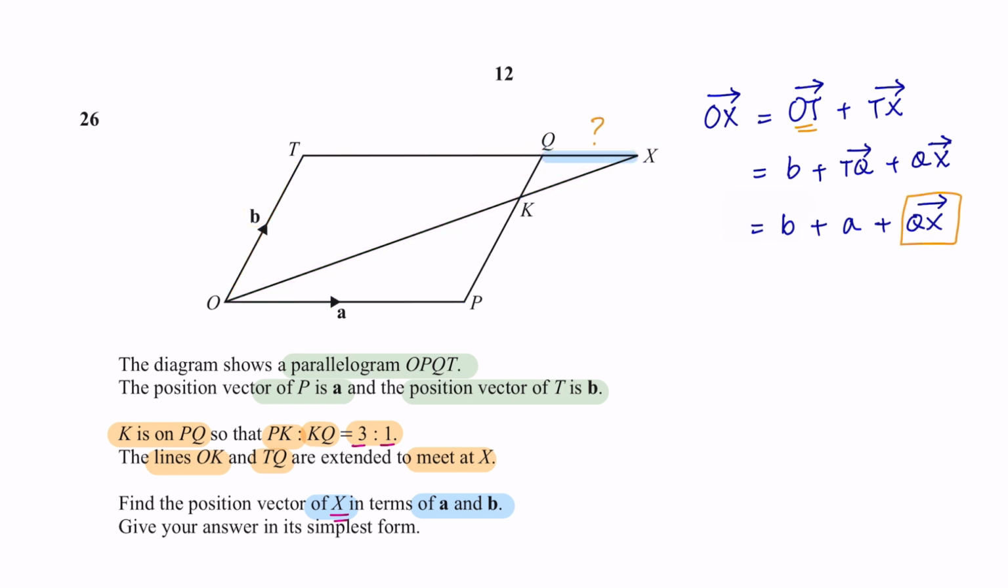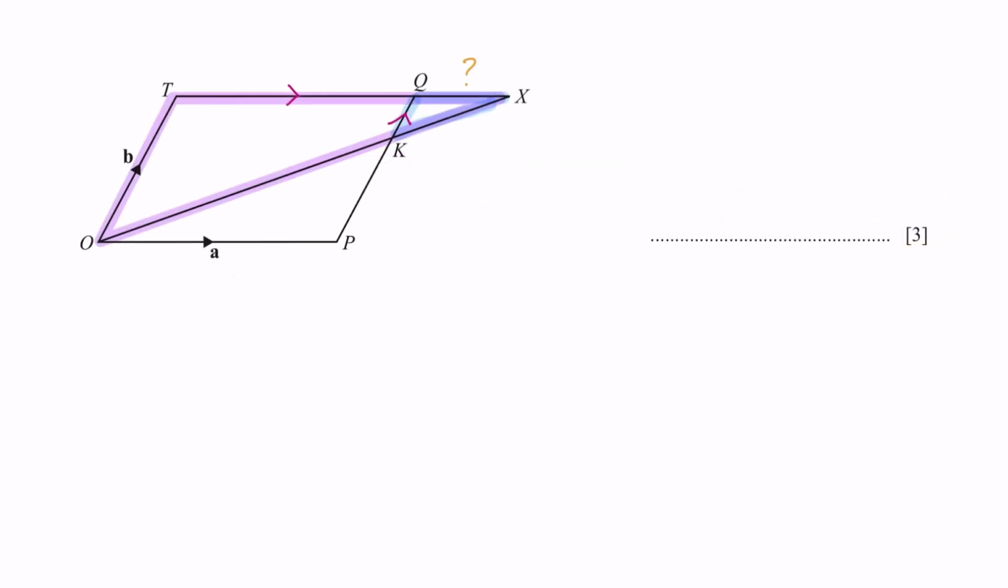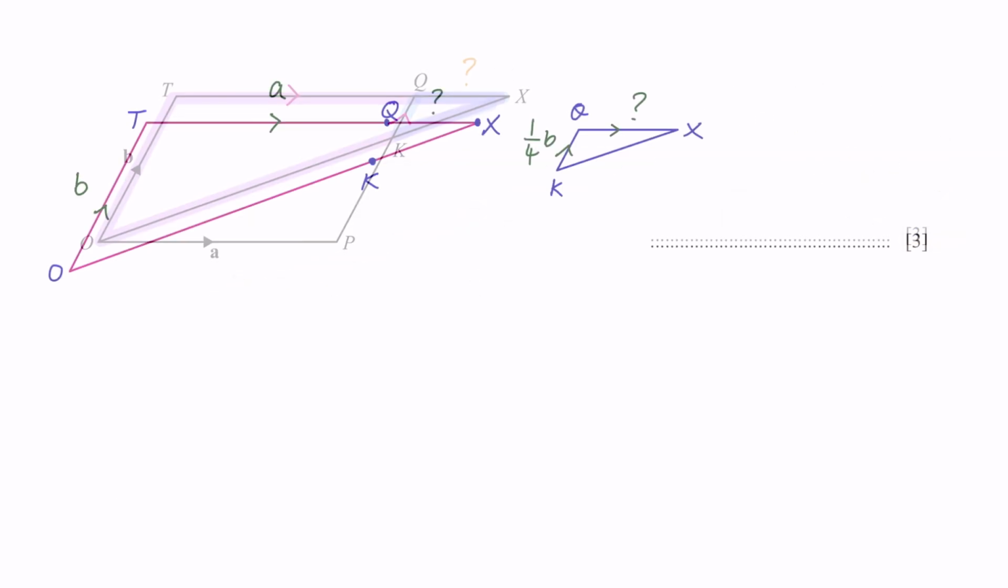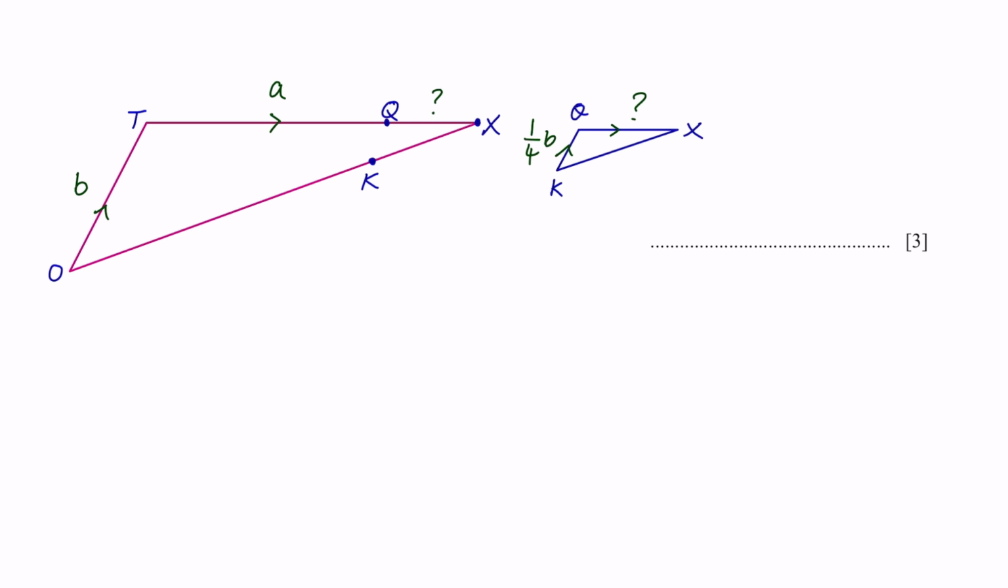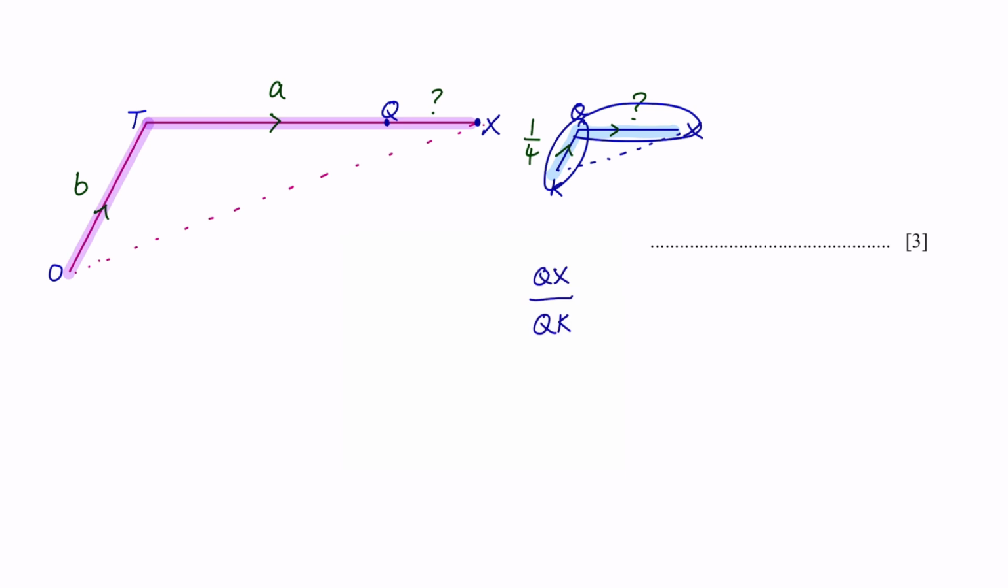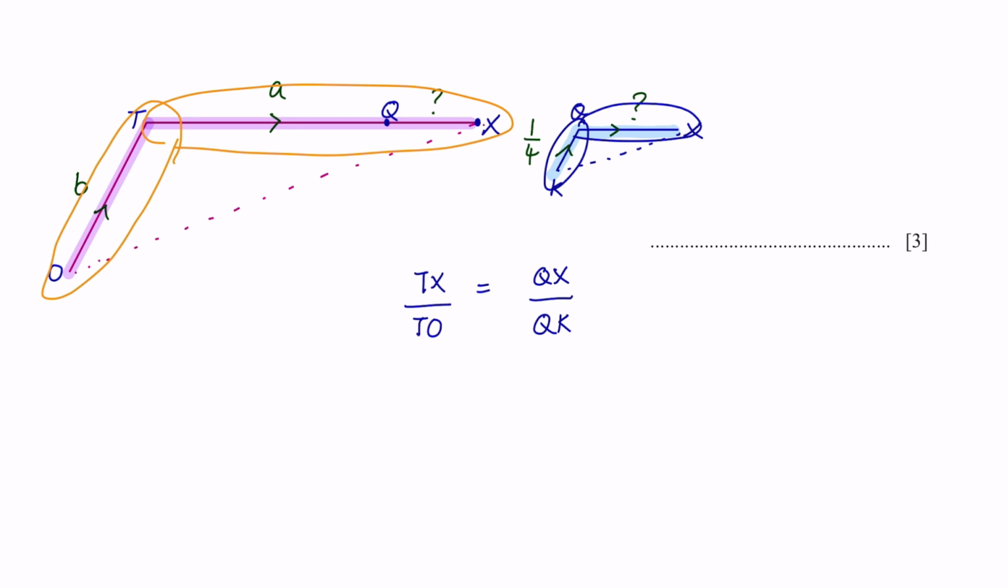To find the vector of QX, we can look at the bigger picture over here. QX is just a smaller triangle of TOX. If I were to split this into two triangles, it will look like this. So what I'm going to do here is compare these two sides. QX over QK is just a smaller version of TX with TO. And now let's substitute some vectors that we already know. QK is negative 1 over 4 b, since I'm changing the direction Q to K, and TO is negative b. Since there's a negative on both sides, I'm just going to cancel them out.